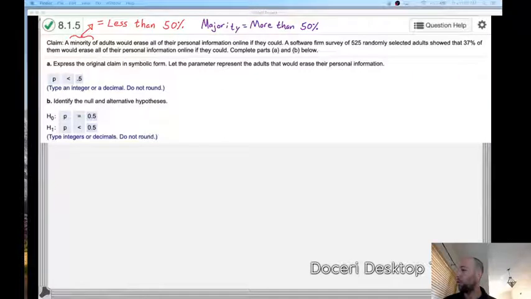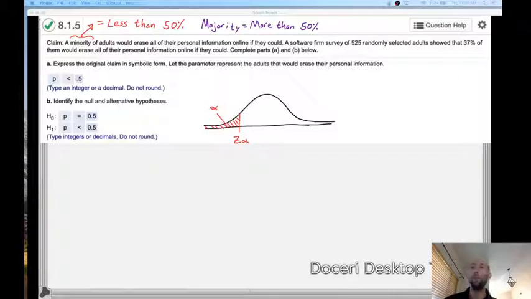We're not told what the alpha is in this problem, but we can see that this is a left-tailed test because this inequality looks like an arrow pointing to the left. We're working with a percentage here, so it's telling us we're working with a proportion, not a mean or a standard deviation or a variance. And so we're going to be using the z distribution. It's a left-tailed test, and depending on what our alpha is, it's going to represent the area of this critical region.